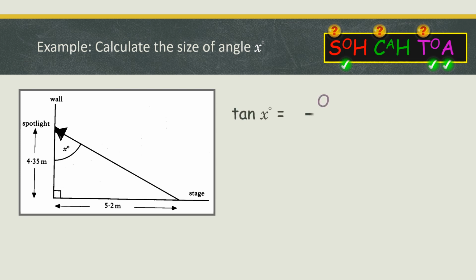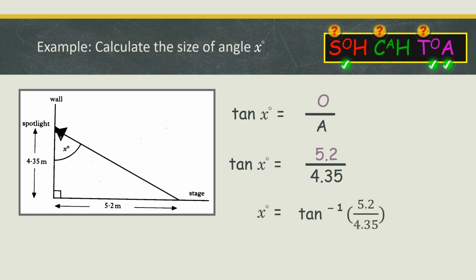So tan x is opposite over adjacent. We're going to substitute in to get our tan x ratio. So we've got 5.2 over 4.35. And then we want to isolate x by doing arctan of 5.2 over 4.35. And that's going to give us an angle of 50 degrees to the nearest degree.